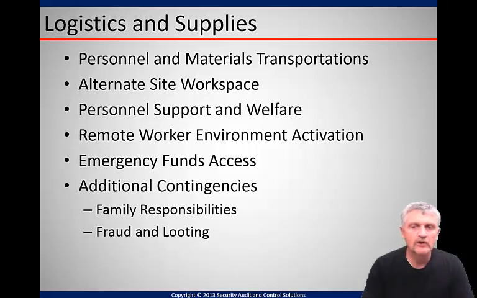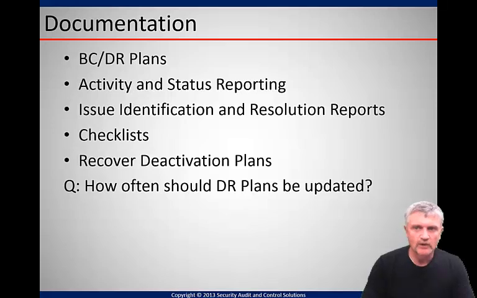Personnel support and welfare. If some lives were lost, how are we going to support the family of the people? Remote worker environment activation as well. Now suddenly I've got people working from home, which is not normally the case. Emergency fund access, that is for staff. If I can't run my payroll, how do I get that? Do I talk to the bank? And then also additional contingencies, family responsibilities. And then possibly you may have fraud and looting take place as well.